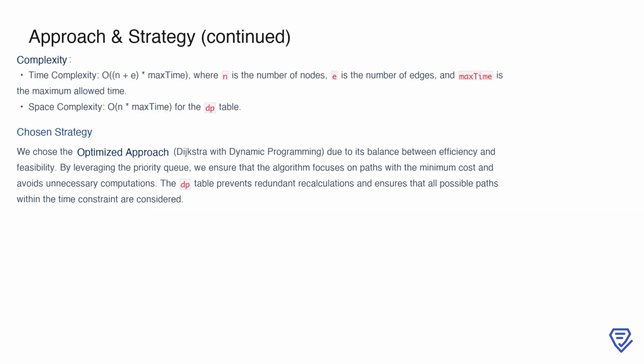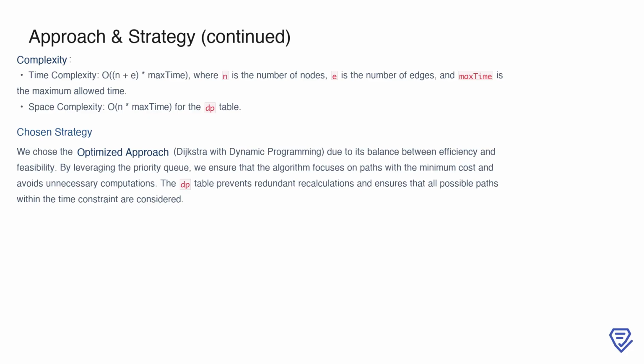Analyzing the complexity of this optimized method, the time complexity is O((n + e) * max time), where n is the number of nodes, e is the number of edges, and max time is the maximum allowed travel time. This arises because each node and edge is processed multiple times, up to the number of possible time states. The space complexity is O(n * max time), as we need to store the DP table, which tracks the minimum cost for each node and time combination.